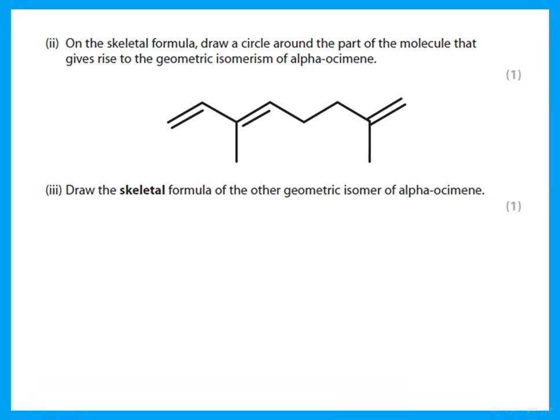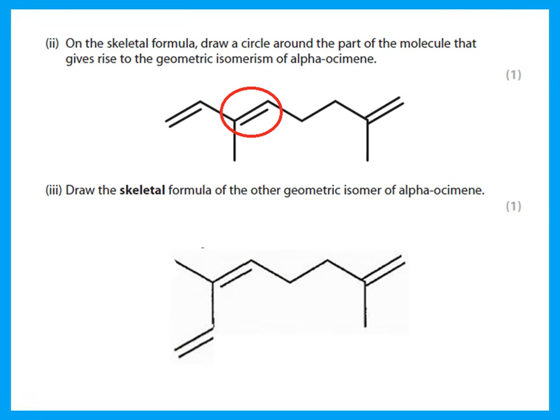Then he says, on the skeletal formula, draw a circle around the part of the molecule that gives rise to geometric isomerism. So which of these can have a cis and a trans? Remember that the double bonds on the ends cannot have a cis or trans. It is the one in the middle only that can have a cis or trans, because the others have similar groups on the carbons of the double bond. Then draw the skeletal formula of the other isomer. So remember that this has to be drawn so that it looks something like this.